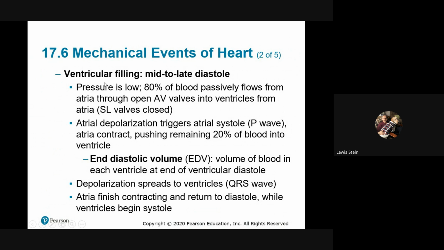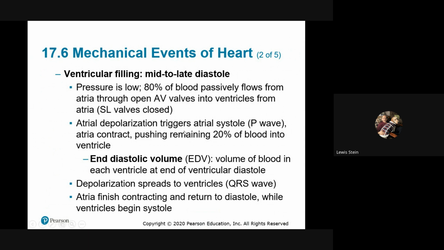It happens maybe midway to the latter portion when the heart is relaxed after that completed heartbeat. The pressure inside of the heart is relatively low, meaning the muscles are relaxed, particularly the ventricles. 80% of blood fills passively. That's what I mean. You don't have to worry about filling the ventricles for 80%. That's the whole idea of the atrial contraction, to top off with that other 20% through the open atrioventricular valves into the ventricles, because the semilunar valves are closed. I will show you why.